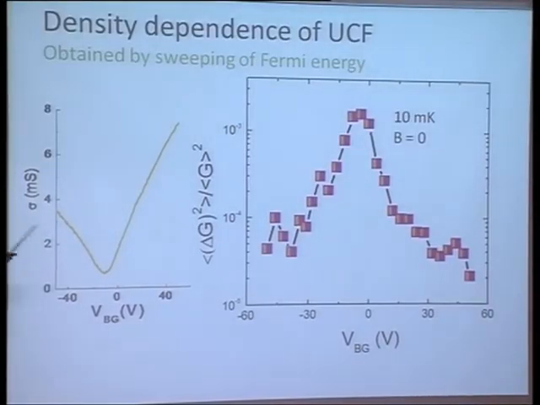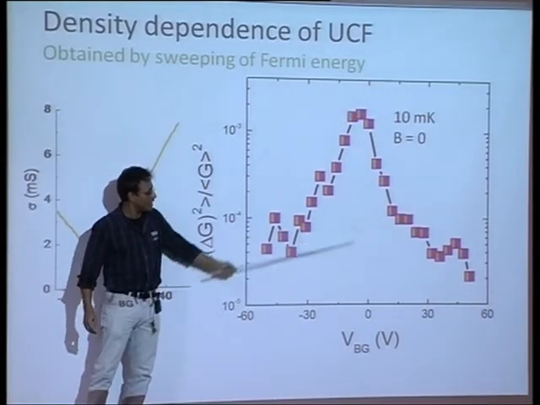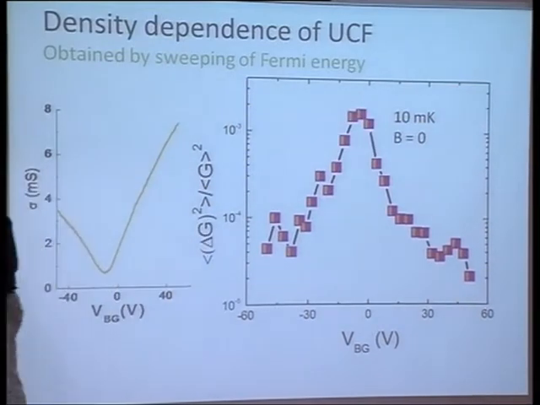What we do here at each and every point, we've measured now the noise magnitude. As you can see, the noise magnitude is huge at the Dirac point, comes down on both sides. That's what we see everywhere. But this is what is measured.